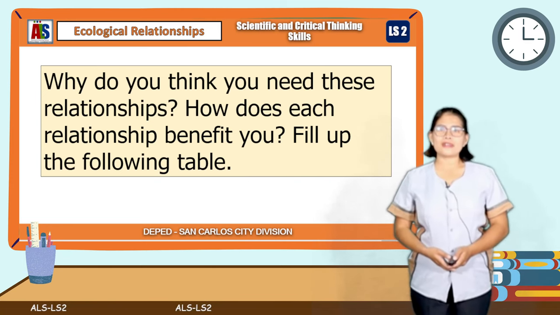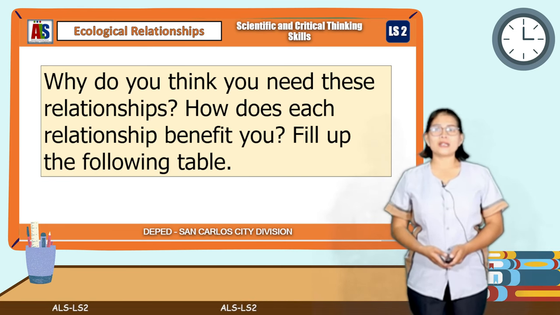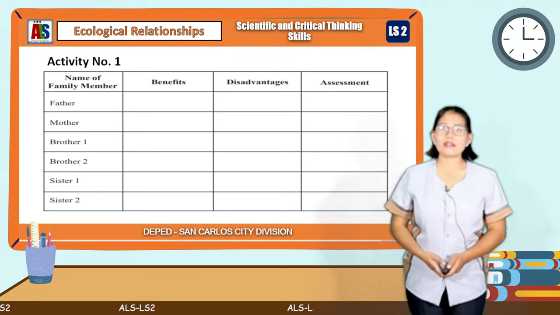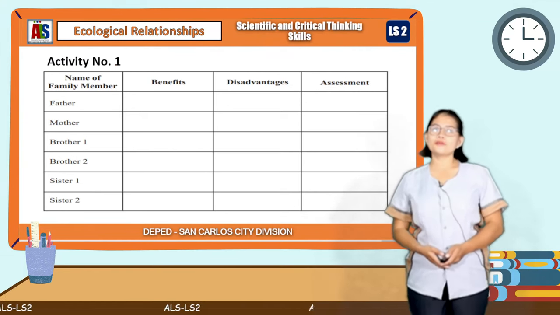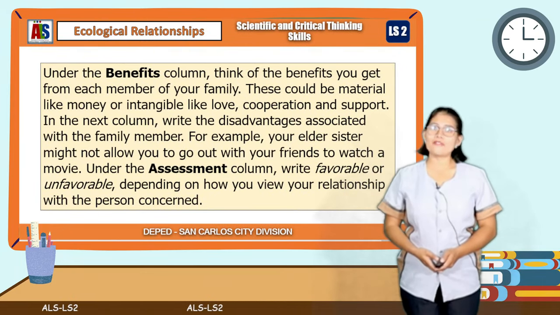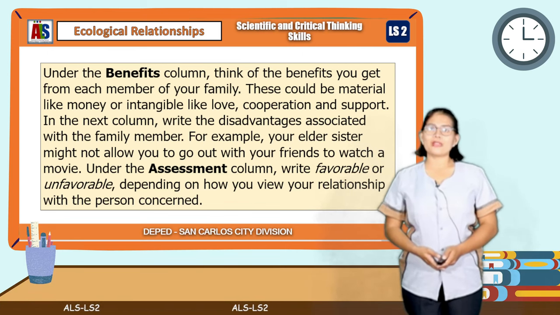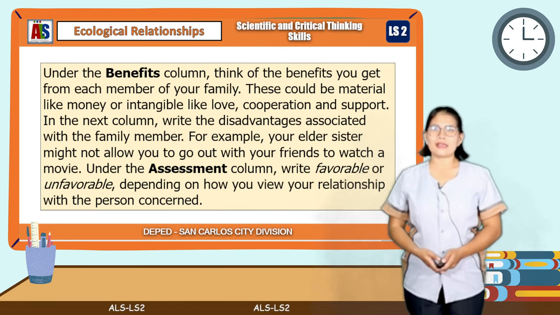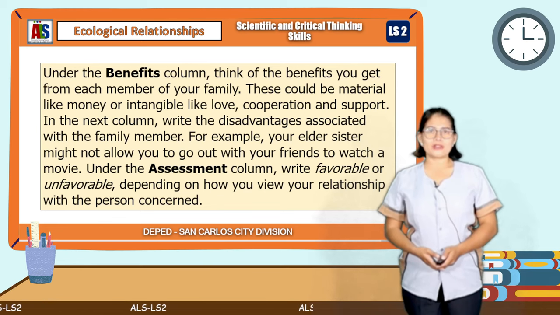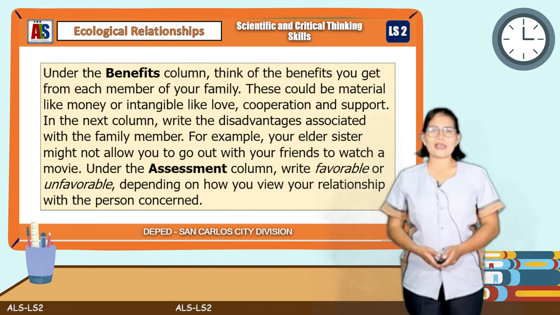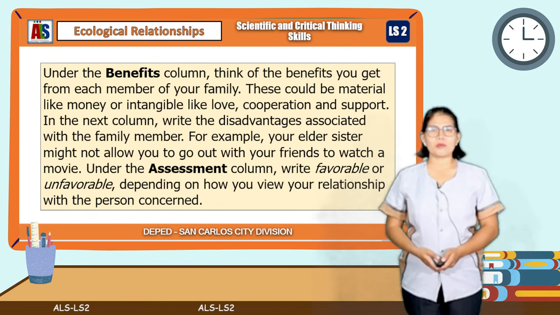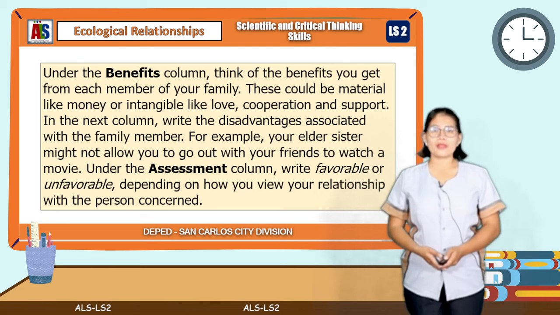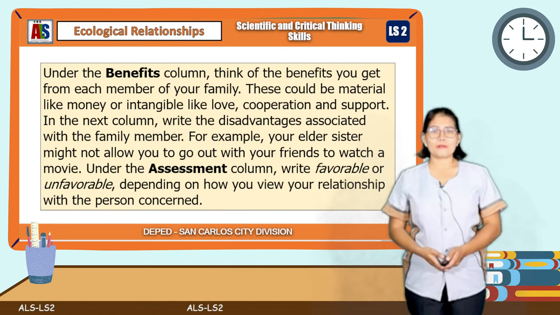Why do you think you need these relationships? How does each relationship benefit you? Fill out the following table. Okay, we have activity number 1 here. Under the benefits column, think of the benefits you get from each member of your family. This could be material, like money, or intangible, like love, cooperation, and support. In the next column, write the disadvantage associated with the family member. For example, your elder sister might not allow you to go out with your friends to watch a movie. Under the assessment column, write favorable or unfavorable, depending on how you view your relationship with the person concerned.